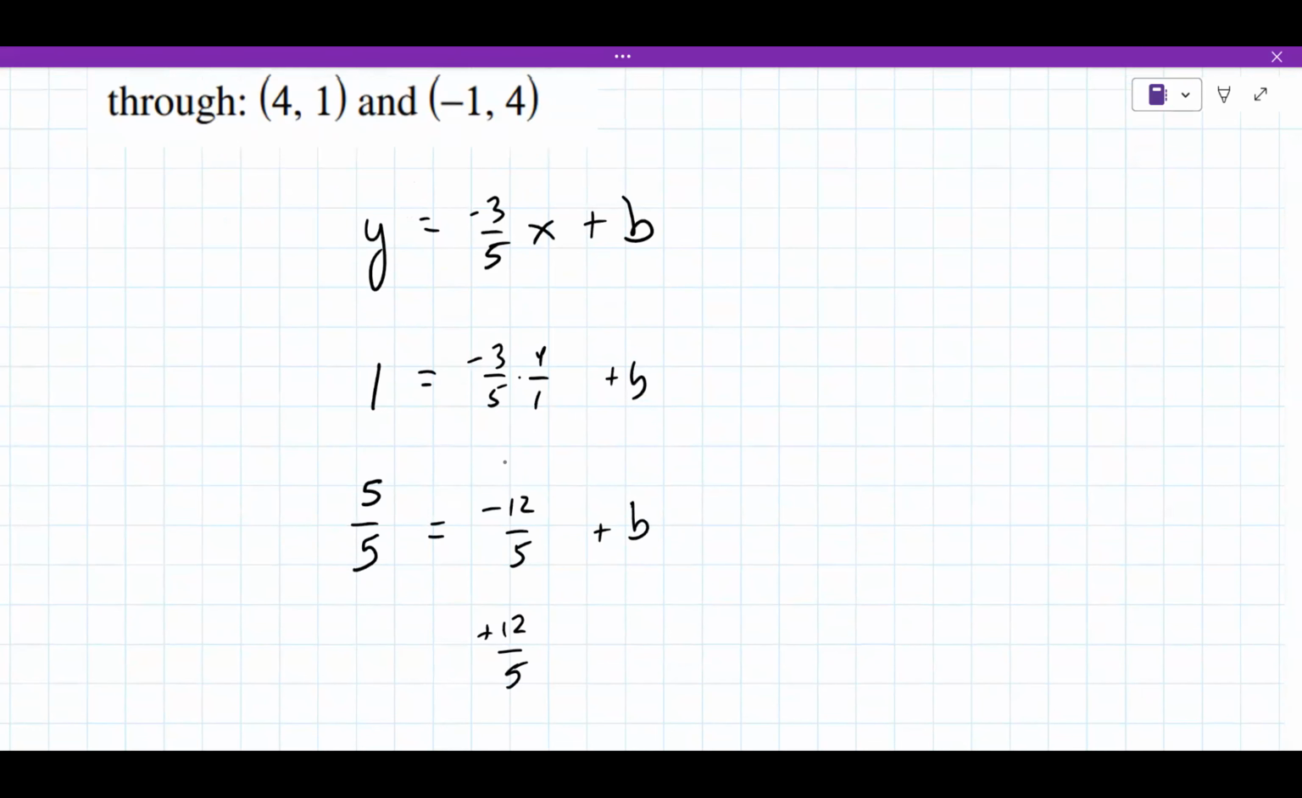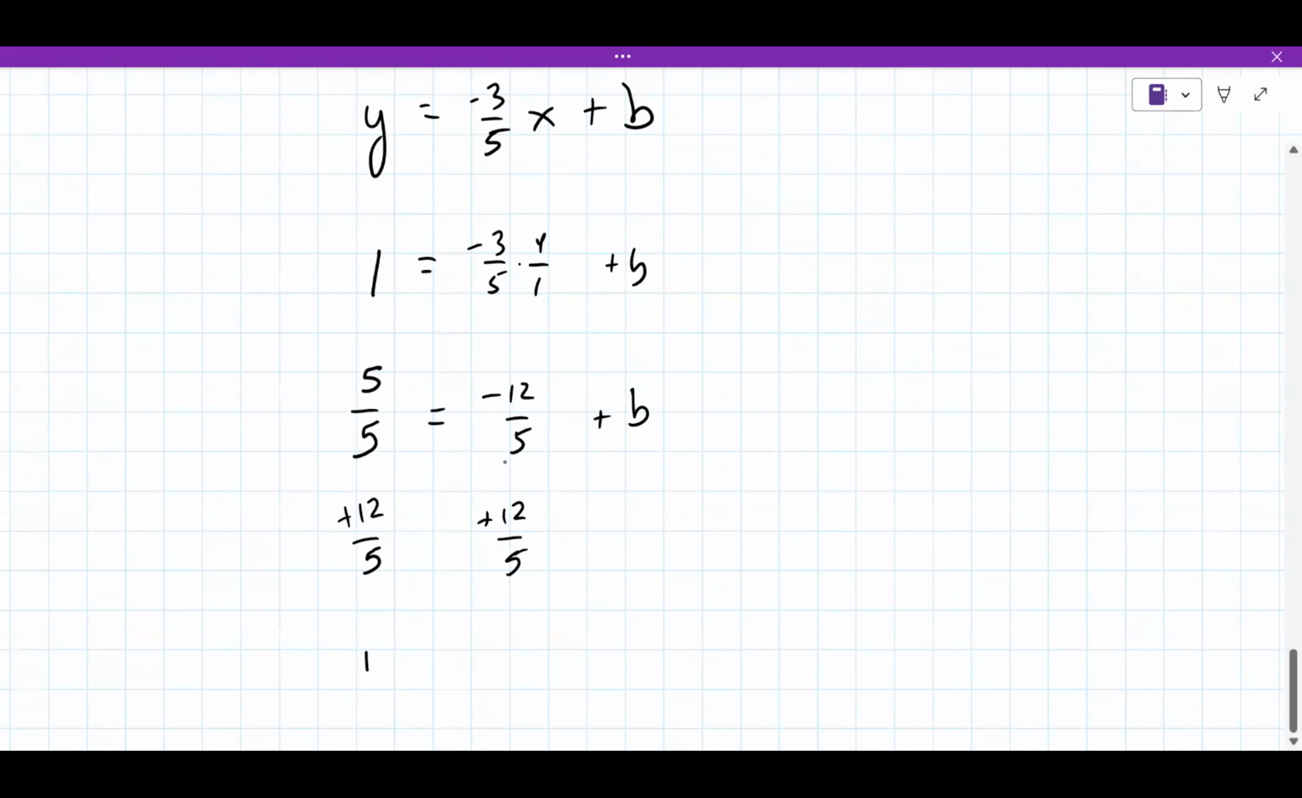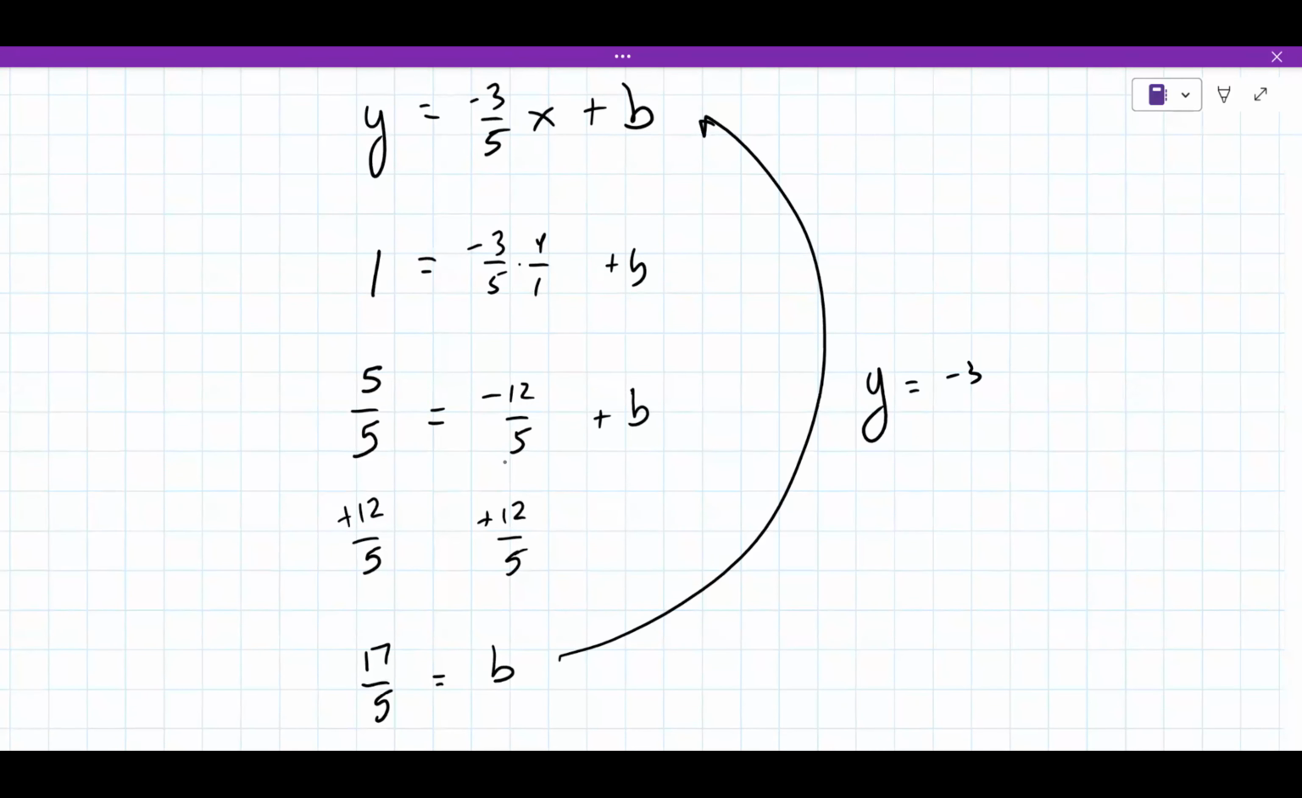Okay, adding 12/5. Yeah. This is 17/5, not 7. Oh, okay. 17/5. Yes. Okay. Y equals -3/5 x plus 17/5, like that. That is your final answer.